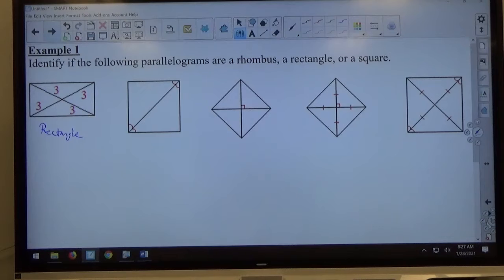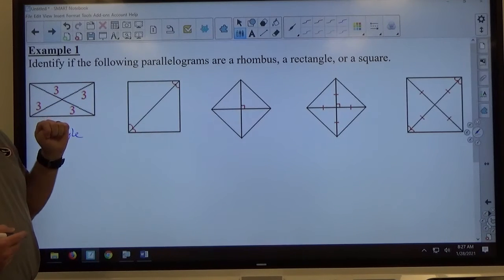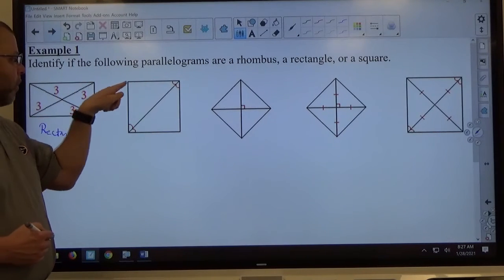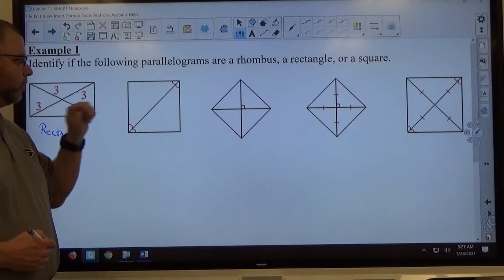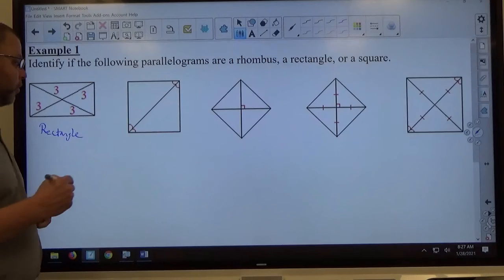The second one, we have angle bisectors. Both a rhombus and a square bisect angles. A rectangle does not bisect angles. So as soon as I say angle bisector, I know it's not a rectangle. It must be a rhombus or a square. Again, to be a square, I have to have right angles in the corners, which is not marked that way. So again, I have to go with the less specific one, which is rhombus.